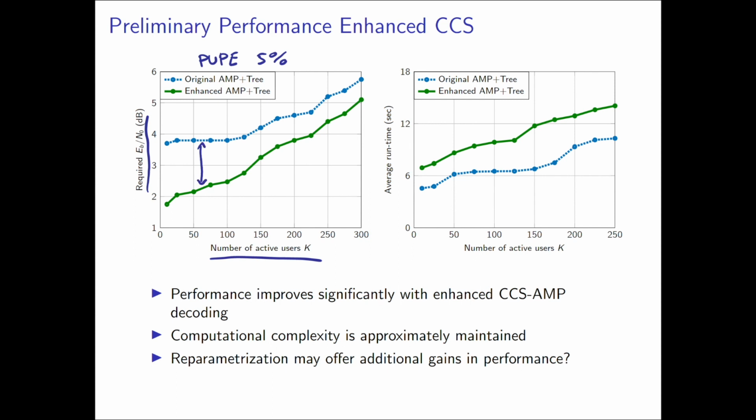On the right, this figure shows the computational complexity. The x-axis is again the number of active devices. The y-axis is empirical runtime. Performing BP as part of the denoiser does take a bit more time, but the difference is somewhat negligible. So this points to an algorithmic improvement with very low overhead in terms of computational complexity.